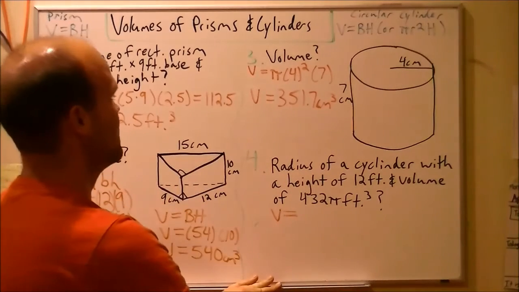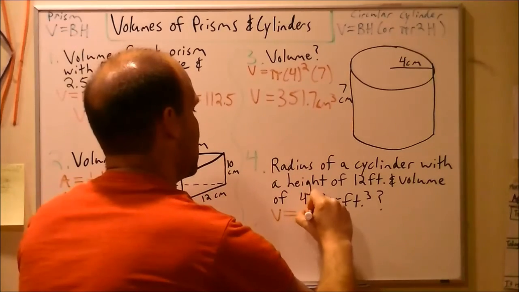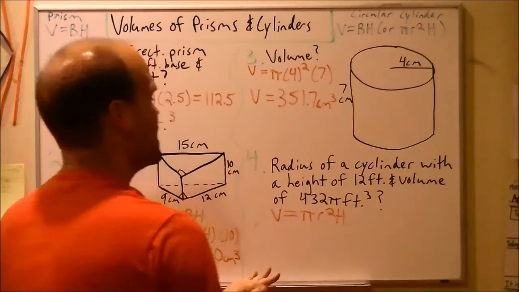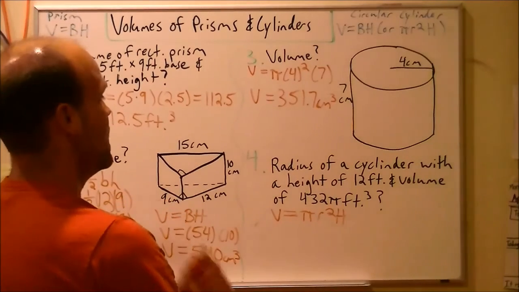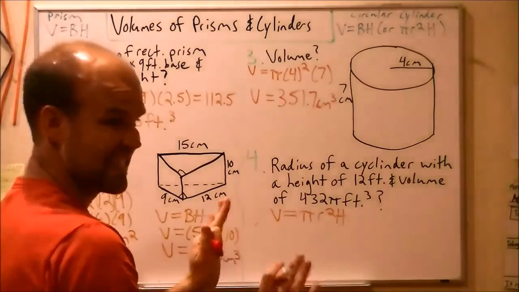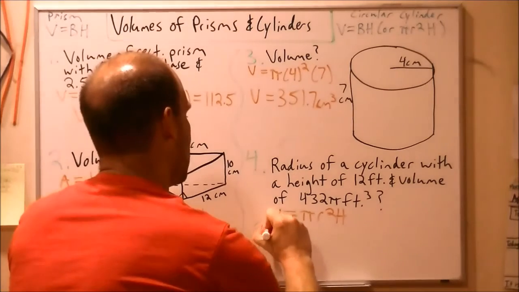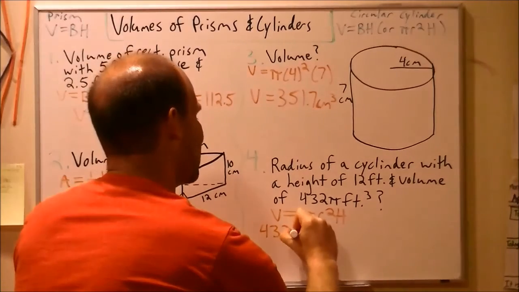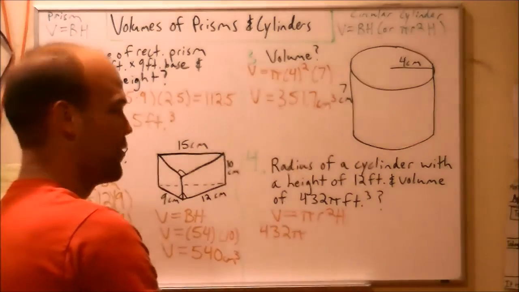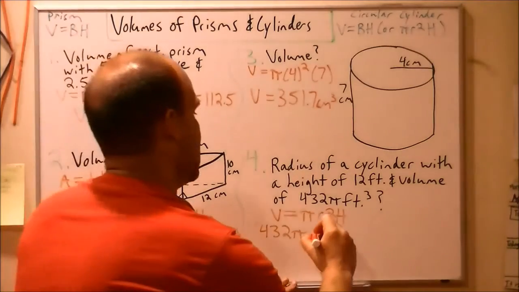V equals pi times r squared times big H. Now, we're given the volume, so we're going to plug that in for V. That's different. We haven't done that up to this point. Our volume is 432 pi, meaning times pi. They didn't multiply that out for us, so let's keep it just the way they give it to us. There's a reason for that.